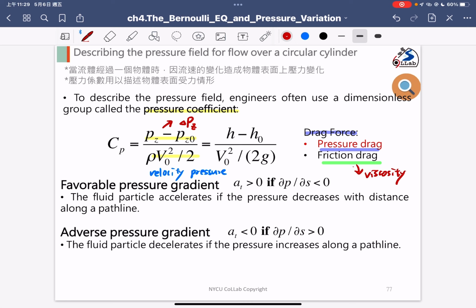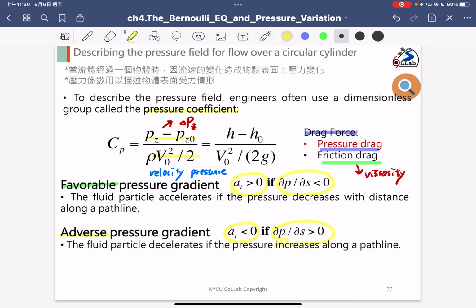So we have certain definitions. We call the first one the favorable pressure gradient, and the other the adverse pressure gradient. How do the conditions differ? The favorable pressure gradient indicates the flow condition is acceleration, larger than 0. That means it's the acceleration condition. In contrast, for the adverse, the acceleration is deceleration. That's the difference. And the pressure gradient is smaller than 0 for favorable, but for adverse the pressure gradient along the straight line is larger than 0.